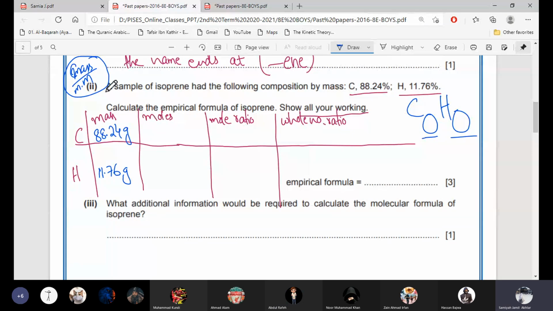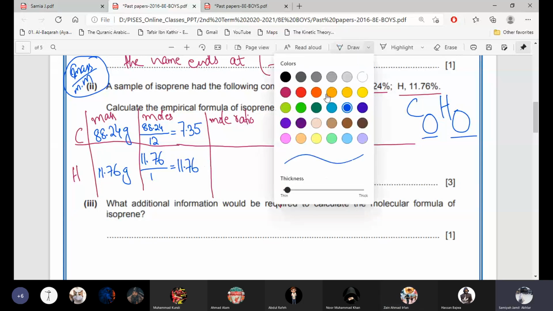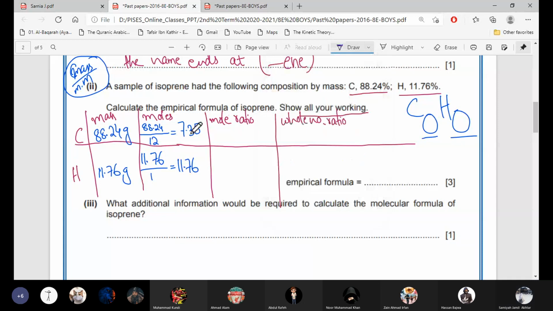Okay. So moles, this formula you will use. Mass is 88.24 divided by the molar mass of carbon, 12. Good. So what's the answer? 7.35. Very good. For hydrogen, 11.76 divided by 1, so 11.76. Now, to find the mole ratio, what will we do? Divide by the smallest number, which is 7.35.